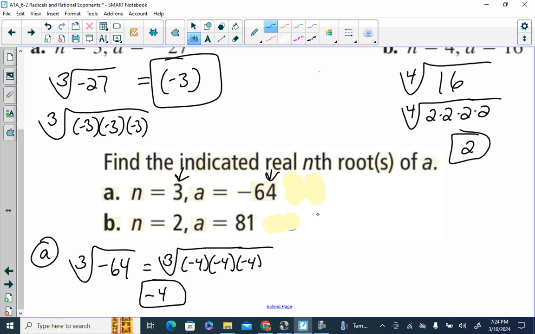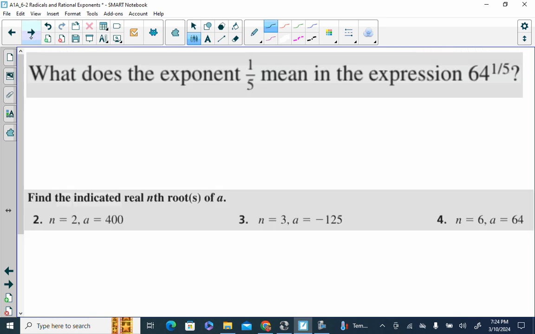So the cube root of negative 64 is going to be equal to negative 4. And for example B, we want the square root of 81. The square root of 81, we know that that's going to be equal to 9, right? And we're talking about principal square roots here.